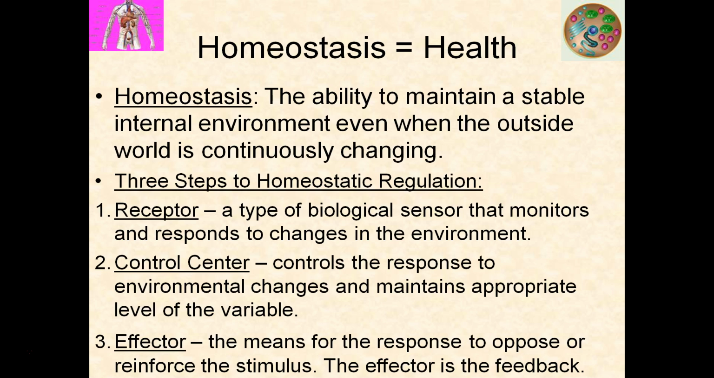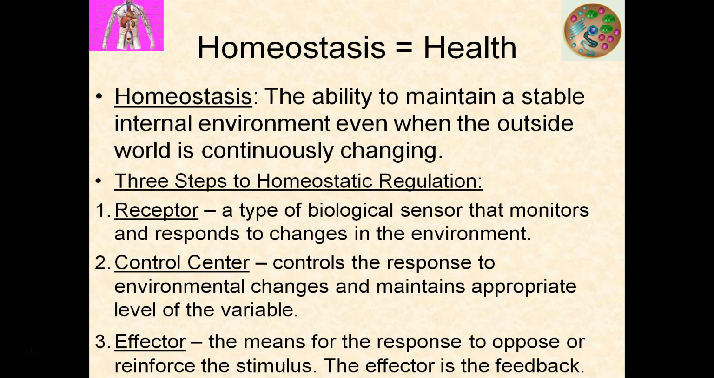So three steps to homeostatic regulation. Homeostatic just refers to homeostasis. Regulation refers to control, regulating. So you always have a receptor. You've got to have some sort of biological sensor that monitors and responds to changes in the environment. And it could be the inner environment, or it could be the outer environment. It can go either way. You have receptors for both.